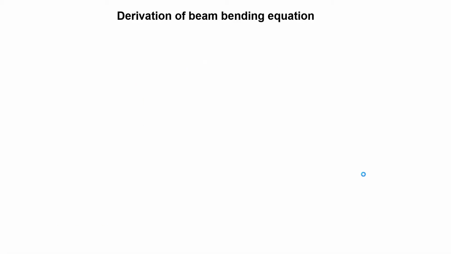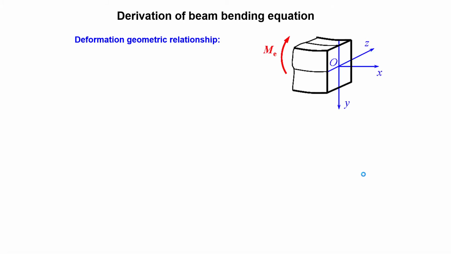Now let's derive the beam bending equation. First of all, let's look at the deformation geometric relationship. Suppose that at the far end we have a bending moment, and we're looking at this cross section here, and we define the coordinate system x, y, z.